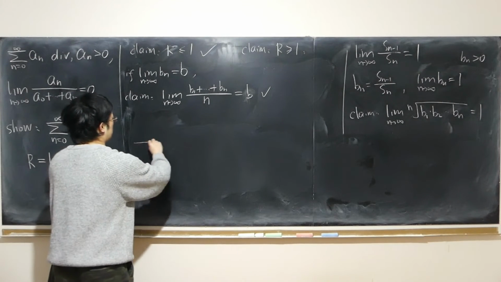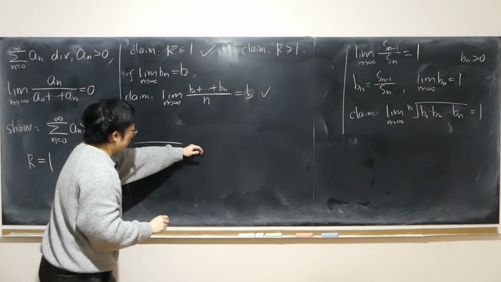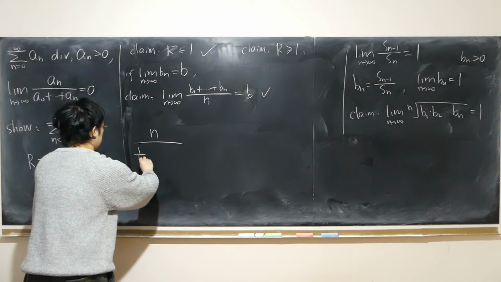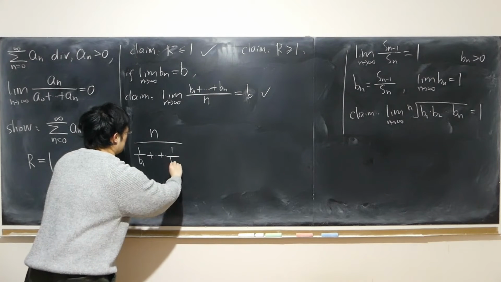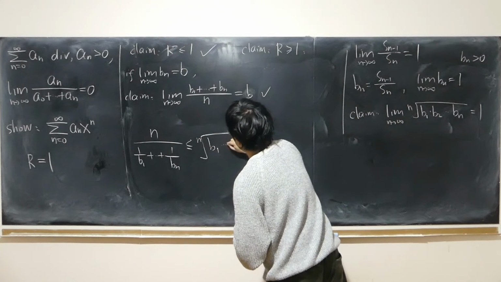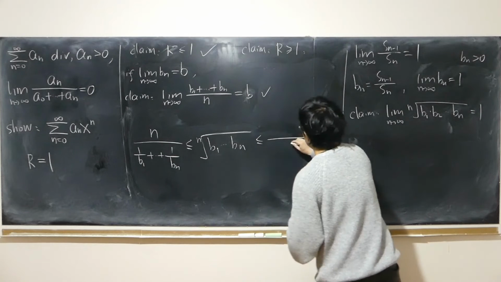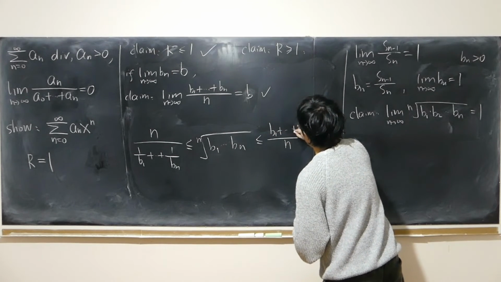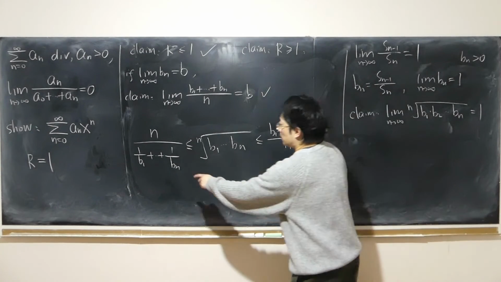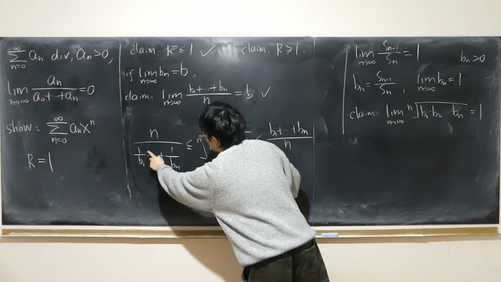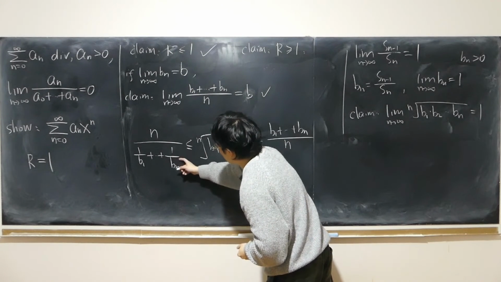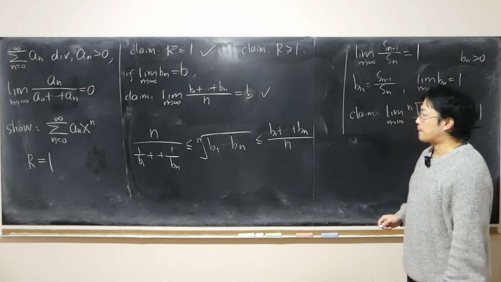Here's why. So the harmonic mean is less than or equal to the geometric mean, which is less than or equal to the arithmetic mean. Right? Now, because the limit of bn is equal to b, the limit of 1 over bn is equal to 1 over b. Right?